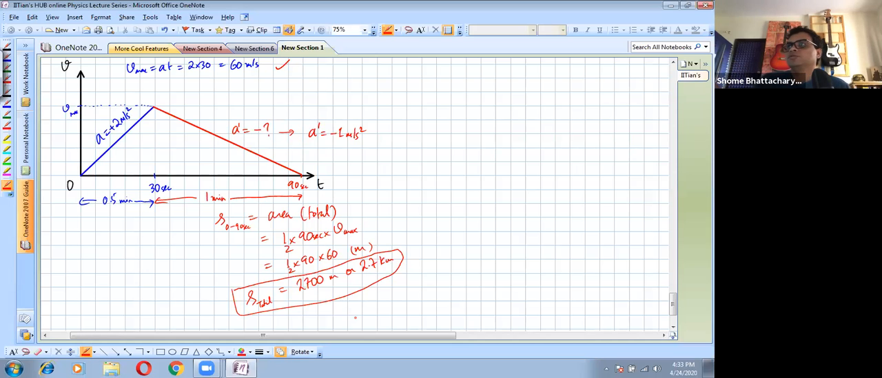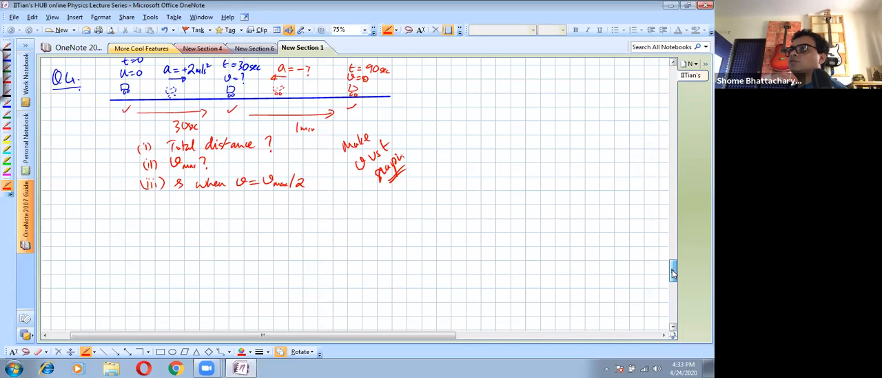Okay, so hope so far this is clear. Now let's come to the last part of the question where we want to find out the displacements at the time when this is happening. We want to find out what is the displacement when the velocity is half the maximum velocity.